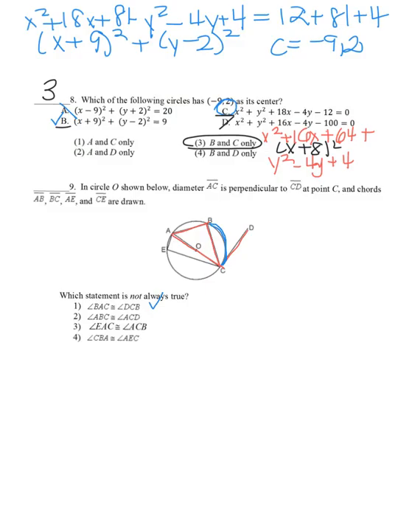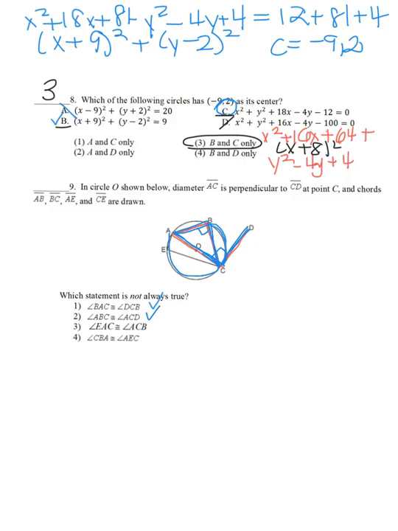ABC. Okay, so that opens up to the semicircle here, so we know that's a right angle. Is congruent to angle ACD. Okay, so I have a diameter here. One half of it is the radius that opens up to this tangent CD, so that's a right angle. So these two are congruent, so that's true.